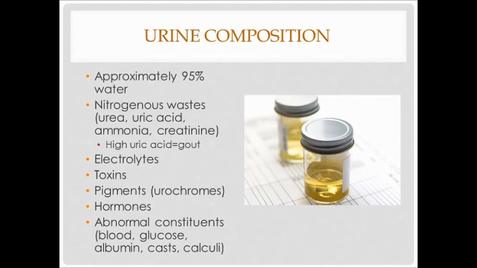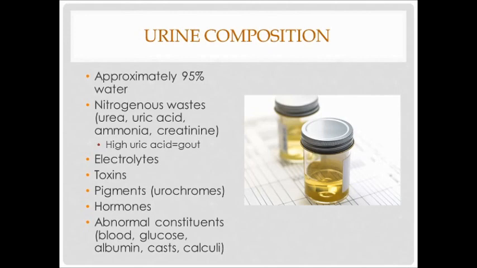You may also find abnormal constituents of the urine. If you find blood in the urine, that might be a sign that you have a kidney stone or some kind of infection. Glucose in the urine is a good indicator of diabetes. Albumin is a sign of some sort of disease process happening in the kidneys.